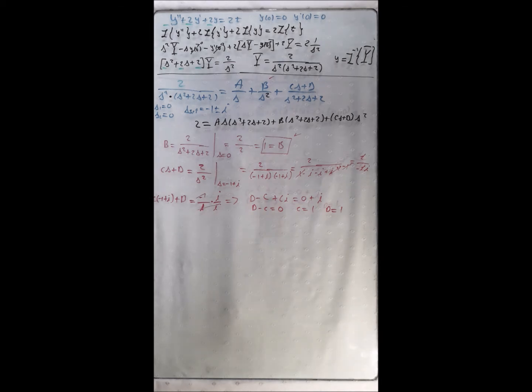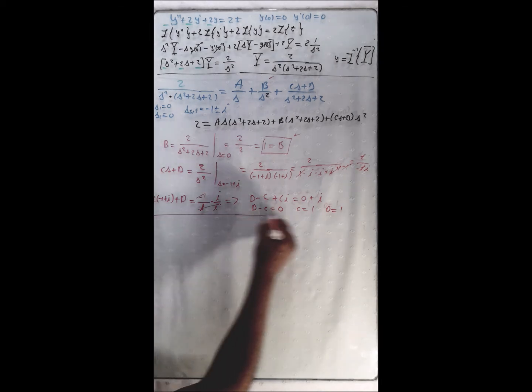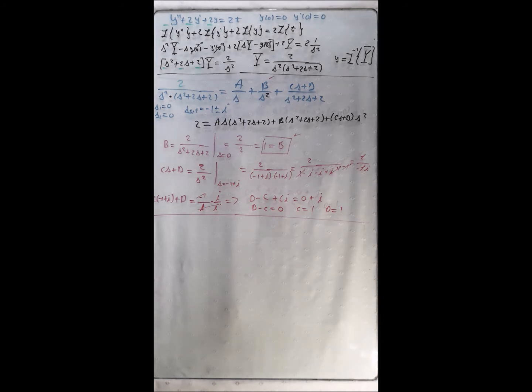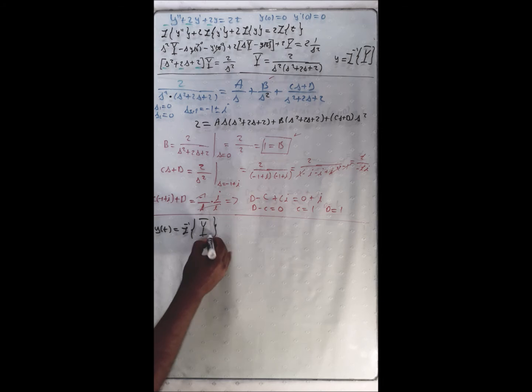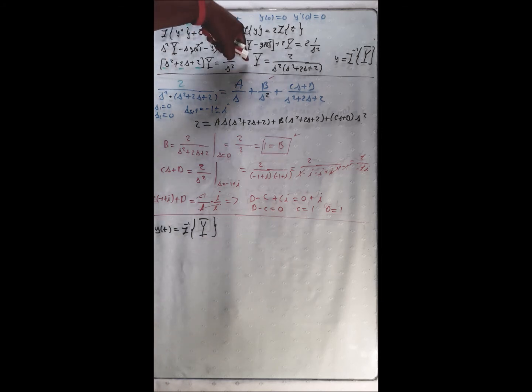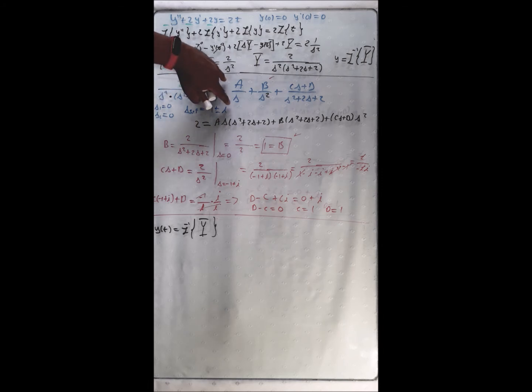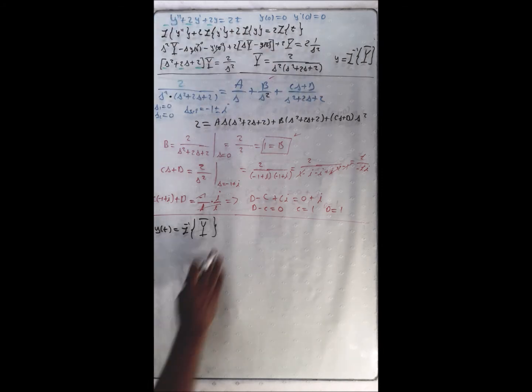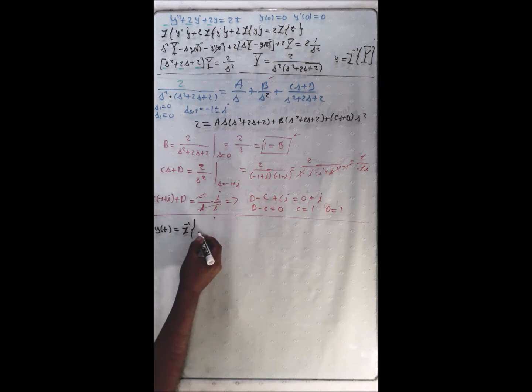Okay, so that was only the part of the partial fractions. So, y of t is going to be equal to the Laplace transform inverse of capital Y. But what is capital Y? Capital Y is this number. But instead of taking the Laplace inverse of this, we are going to take the Laplace inverse of the partial fractions. So it's going to be the Laplace inverse of a over s.